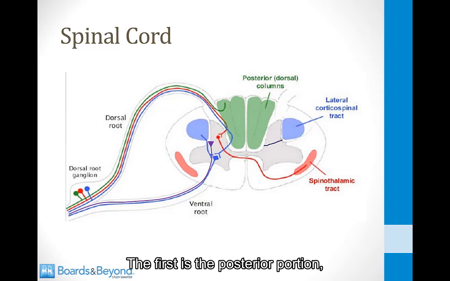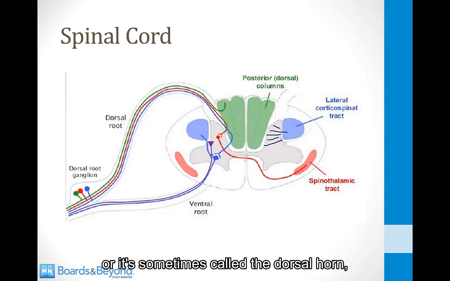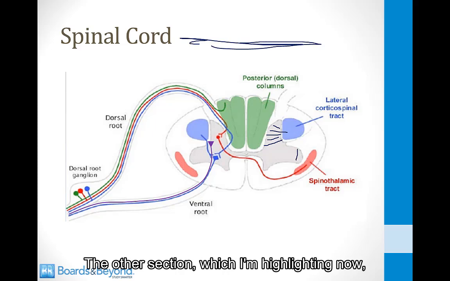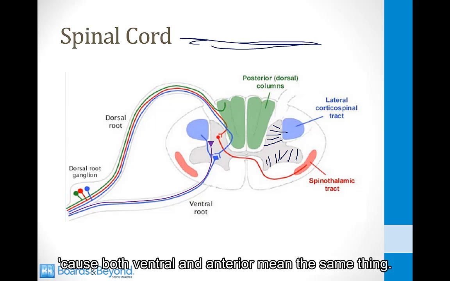The first is the posterior portion, which I'm highlighting with my pen right now. This is called the posterior horn, or sometimes the dorsal horn, because remember, dorsal means posterior, and this is the posterior of the body back here. The other section, which I'm highlighting now, is called the anterior horn, or the ventral horn, because ventral and anterior mean the same thing.